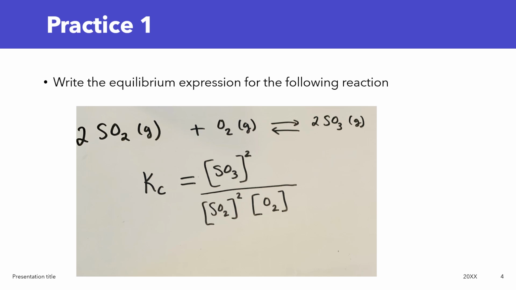It's going to be 2 because 2 is its coefficient in the chemical equation, divided by, you multiply the concentration of all the reactants. So in this case, you have two reactants, SO2. SO2, you raise it to which power? 2, because 2 is SO2's coefficient in the chemical equation, and then times O2. So O2, its coefficient is 1. So no power, really power of 1, but you don't have to write it.